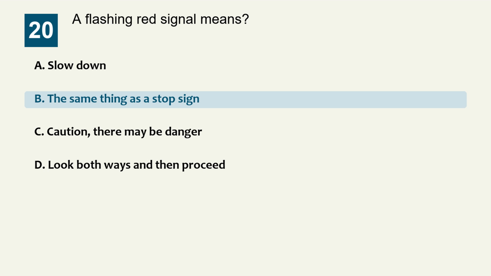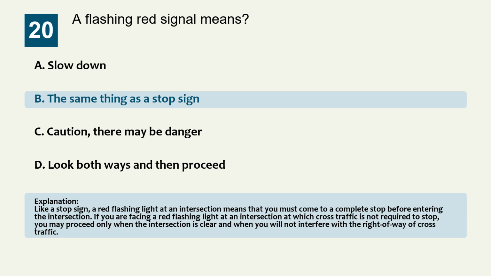The correct answer is option B, the same thing as a stop sign. Like a stop sign, a red flashing light at an intersection means that you must come to a complete stop before entering the intersection. If you are facing a red flashing light at an intersection at which cross traffic is not required to stop, you may proceed only when the intersection is clear and when you will not interfere with the right-of-way of cross traffic.